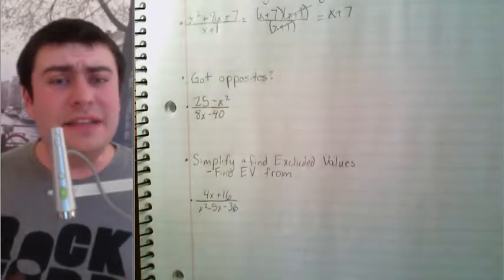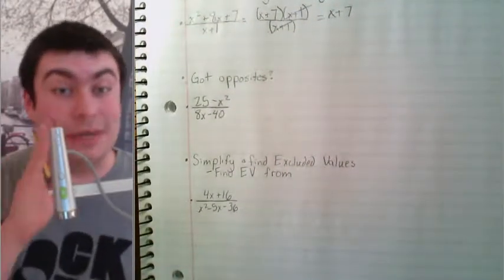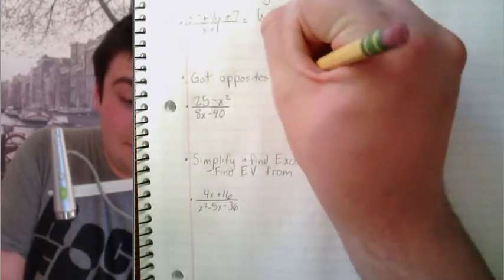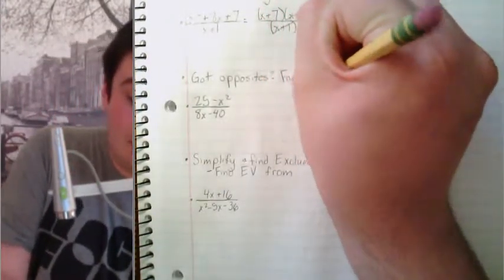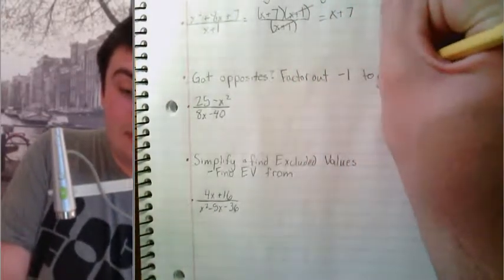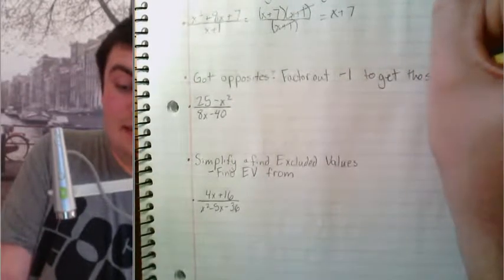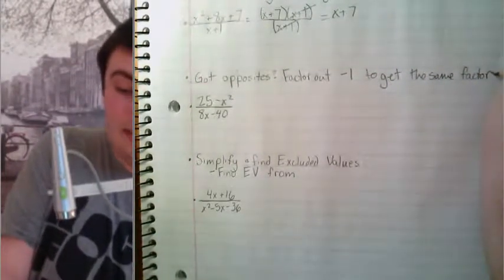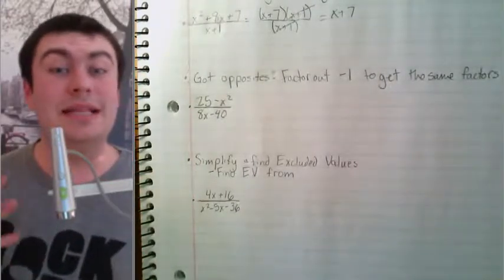So, in the event that we see opposites, which we're going to see in the next one, if we have opposites, we can factor out -1 to get the same factors. What in the world does that mean? Well, let's wait and see.